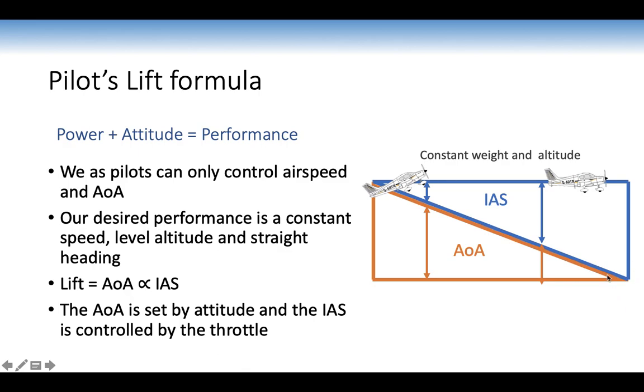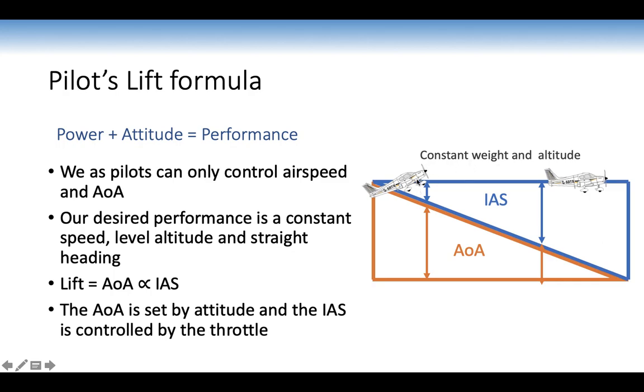So power plus attitude equals performance. So we as pilots can only control airspeed and angle of attack. By setting the power and the attitude, we will get our desired performance of straight and level flight. So that's our desired performance of having a level altitude and a straight heading. And this is only for a constant weight and holding a constant altitude, as weight can change the amount of lift we need.